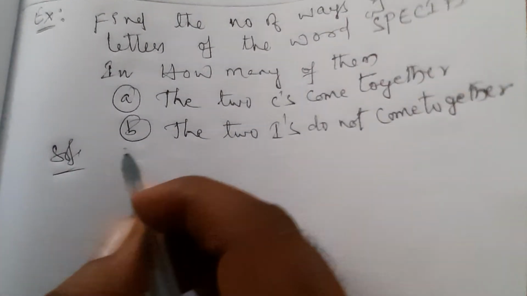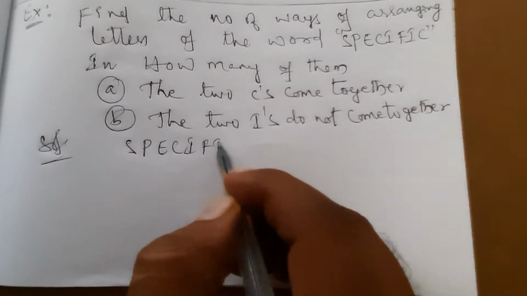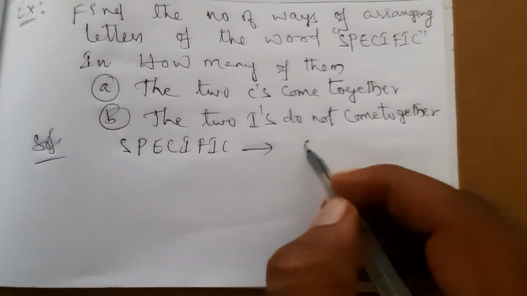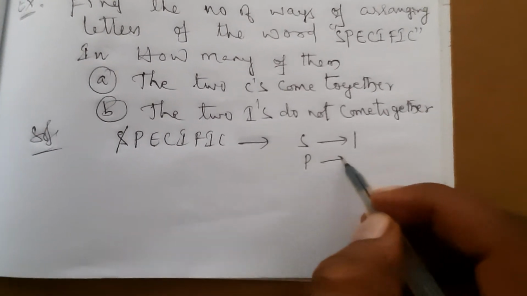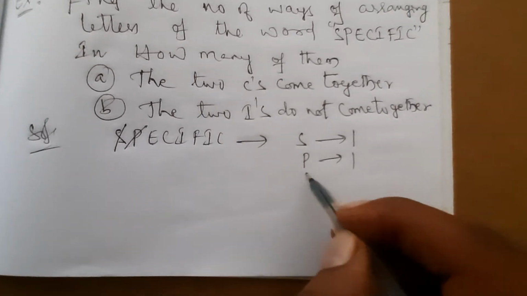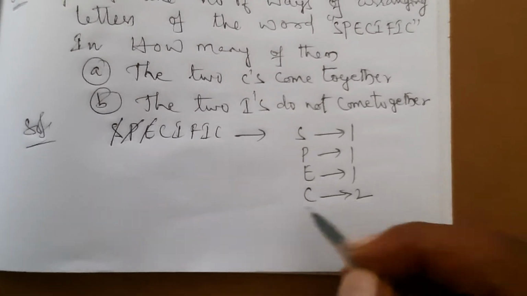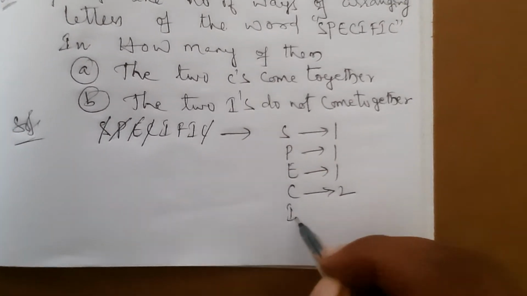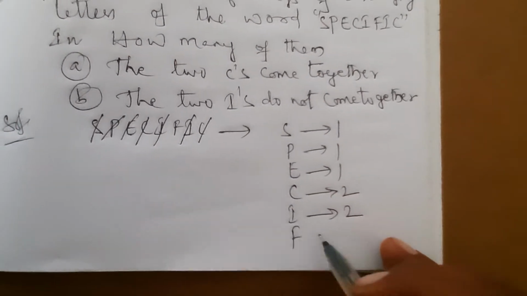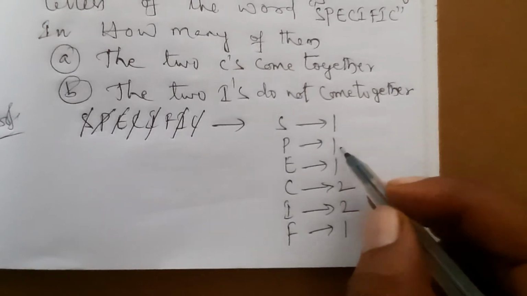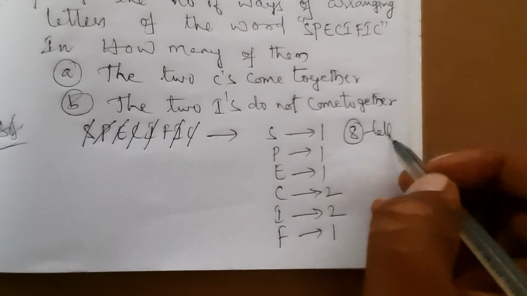Listen here. First of all, the given word is SPECIFIC. First write down SPECIFIC. In this word, how many S are there? 1. How many P's are there? 1. How many E's are there? 1. How many C's are there? 2. How many I's are there? 2. How many F's are there? 1. So total 1, 2, 3, 4, 5, 6, 7, 8. There are 8 letters.